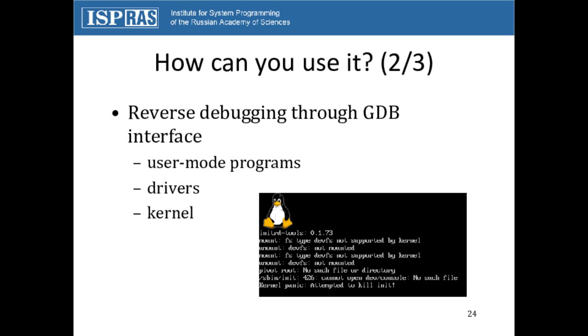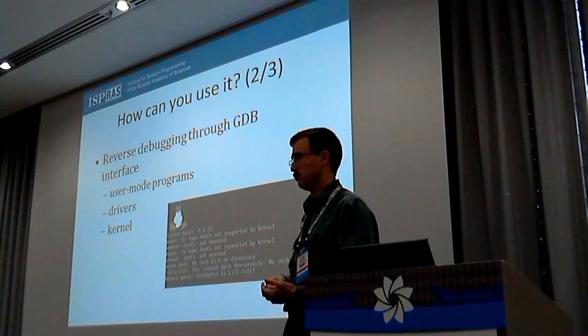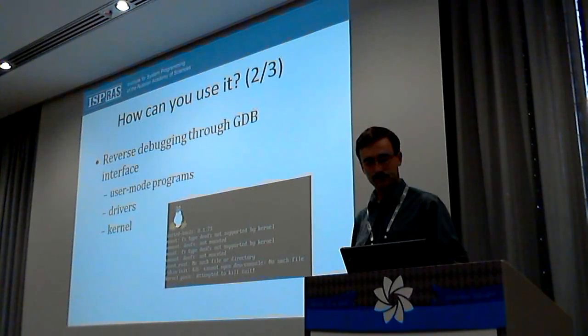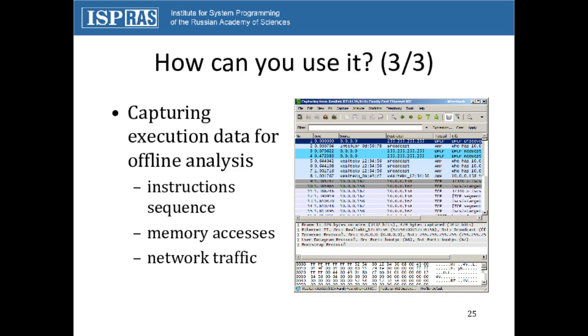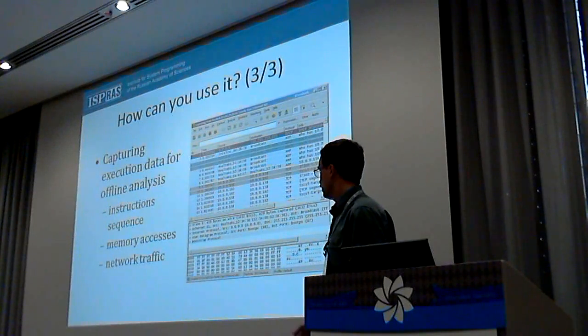Another way you can use it is reverse debugging through GDB of the user code, or even the system level code, including the kernels. And the third one is implementing your own offline tracing tools, or using existing ones like Wireshark.